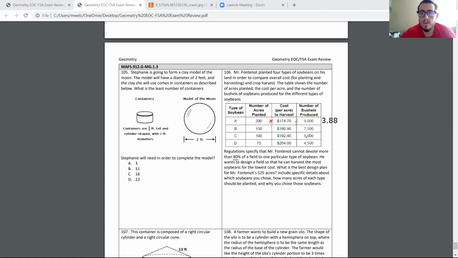So I will tell you that I'm not going to do the whole question for you, but if you do this process, multiply here and then divide, multiply and then divide, multiply and then divide, you'll get which ones are the cheapest and which ones are the most expensive. Once you figure out which one is cheapest, you want 80% of the total acreage to be that bean, and you want 20% to be the next cheapest bean. So I will let you work that out, and then hopefully you feel good about getting your answer there.